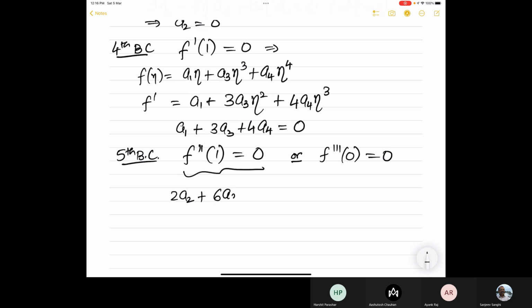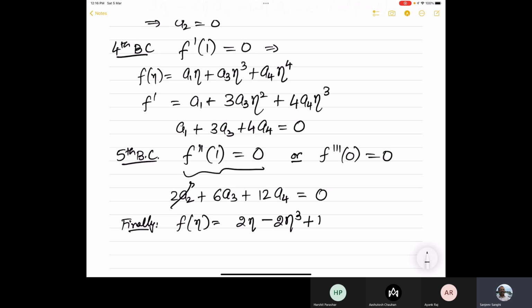2a2 plus 6a3 plus 12a4 is equal to 0. So in fact, a2 has already been shown to be 0. And so this is what this will give you. And when you solve, finally what you get, when you use all these boundary conditions, is f of eta is equal to 2 eta minus 2 eta cube plus eta 4, and f prime of 0.